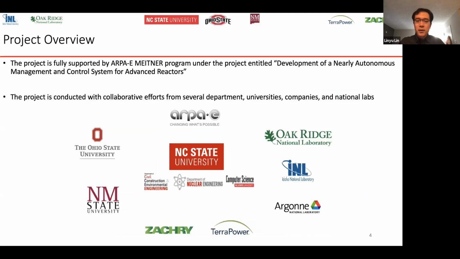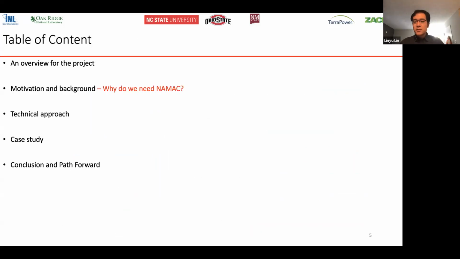So this project is fully supported by the ARPA-E program under the project title Development of a Nearly Autonomous Management and Control System for the Advanced Reactor. And it's conducted by a collaborative effort from several departments, universities, companies, and national labs. And in NC State, we have 3 departments participating in this project. So that's basically all about the project management, and we'll go ahead to the technical part of this project, and we'll begin the technical session with a simple question: why do we need a NAMAC system?